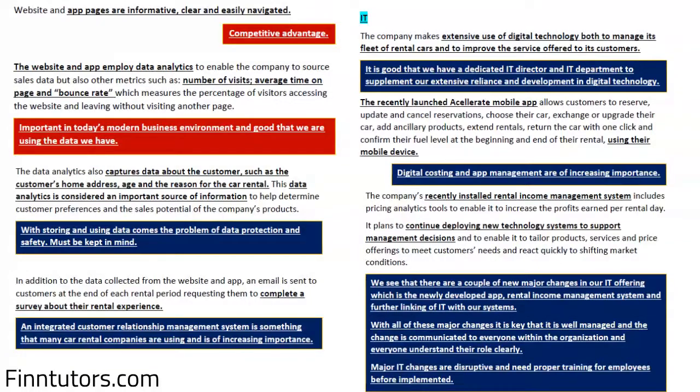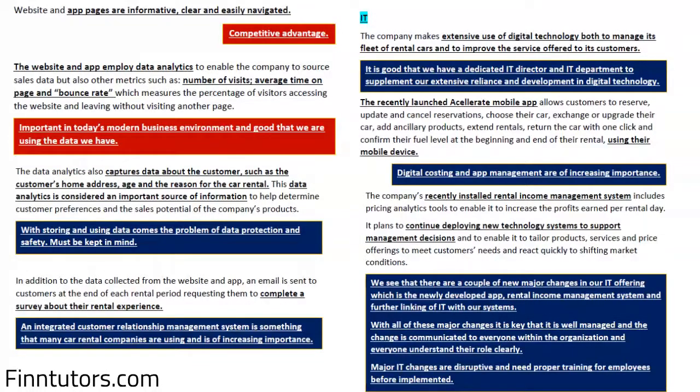It plans to continue deploying new technology systems to support management decisions and enable it to tailor products and services to meet the customer needs in this fast changing environment. So we see over here a couple of new major changes in our IT offering. The new things happening are, first, the newly developed app, the rental income management system, and further linking of IT with our systems. All of this is happening simultaneously.